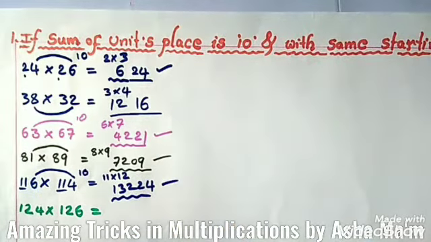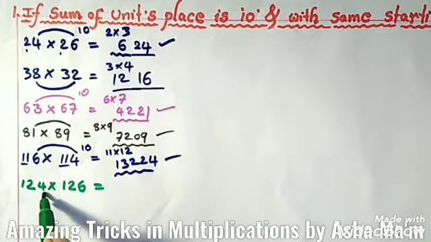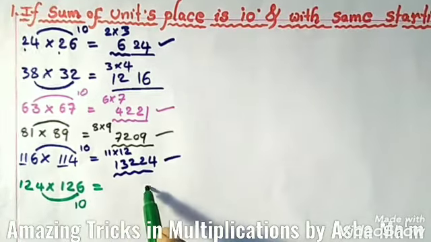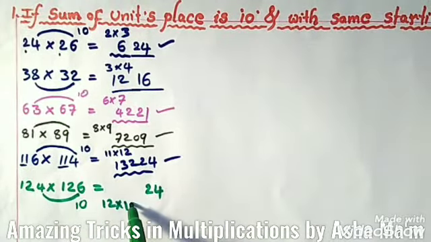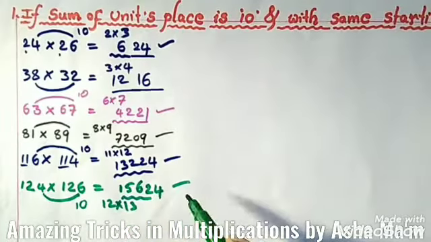Okay students, now let us see the next example. What we have here, 124 into 126. Here the starting numbers are 12 and 12, and if you add the units, you must get 10. So 4 6s are 24. Now 12 after 13. So 12 into 13, 156. Right, this is the answer.